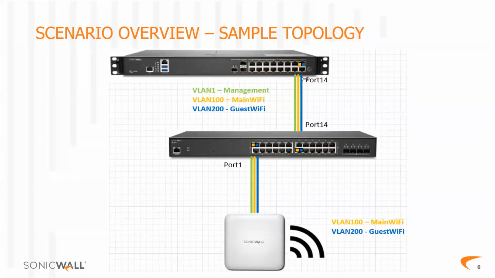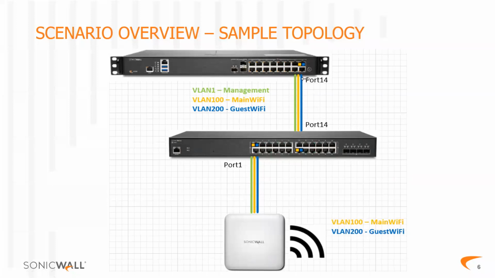We have a couple of VLANs. You can see VLAN 100, which is going to be broadcasting an SSID of main Wi-Fi. And then we have a VLAN 200, and this will be broadcasting a guest Wi-Fi SSID. And VLAN 1, the native VLAN here, is essentially the management port. We could also broadcast an SSID on this one as well, but for this purpose and demo, we're just going to work with these two tagged VLANs.